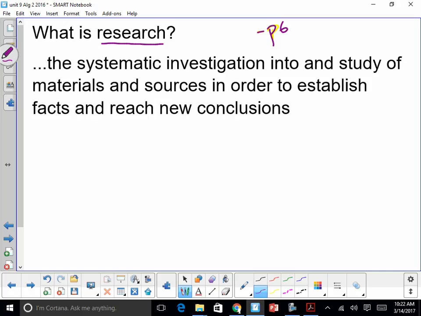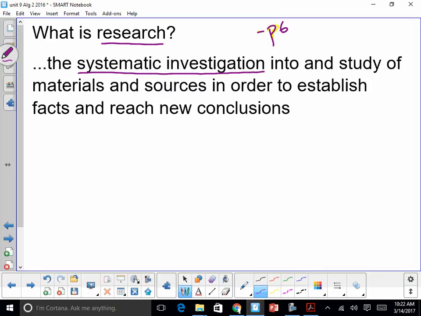And again, don't highlight everything, because your brain will notice things that are highlighted. Research is the systematic investigation into and study of materials and resources in order to establish facts and reach new conclusions. So this systematic investigation, I like that. Research isn't just you happen to be randomly walking around and notice something. Yeah, that's noticing stuff, but that's not research. It needs to be systematic, like there's a system. I'm planning on doing this, and I'll compare it to that, whatever.